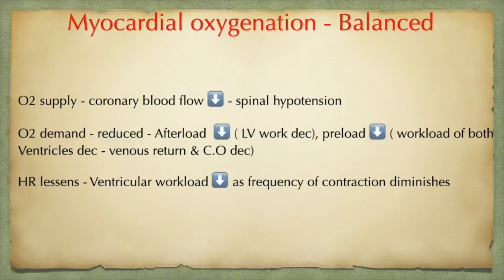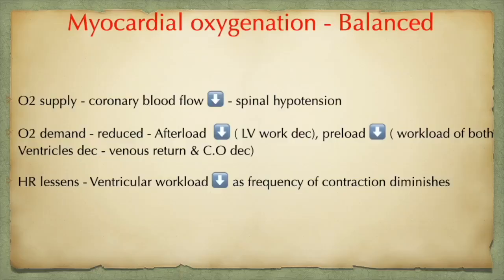As far as spinal anesthesia is concerned, the myocardial oxygenation is balanced. Even though spinal hypotension leads to a decrease in the coronary blood flow, which decreases the oxygen supply, the demand is also substantially reduced. There is a decrease in afterload due to the fall in systemic vascular resistance. The left ventricular workload is decreased. There is also a decrease in preload because there is a decrease in venous return, and the workload of both the left and right ventricles is decreased.